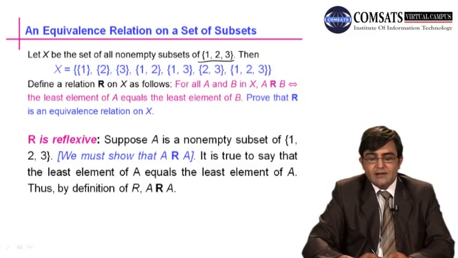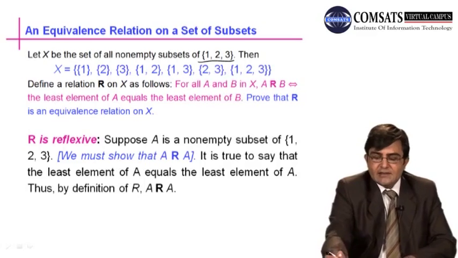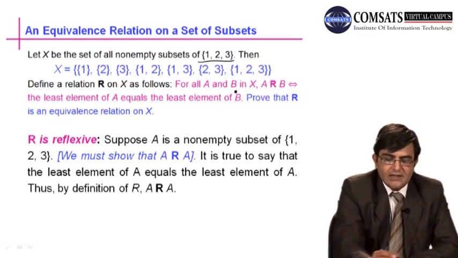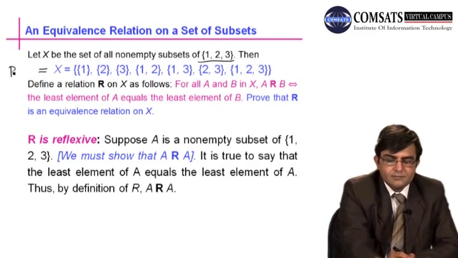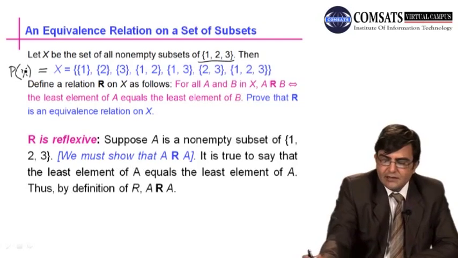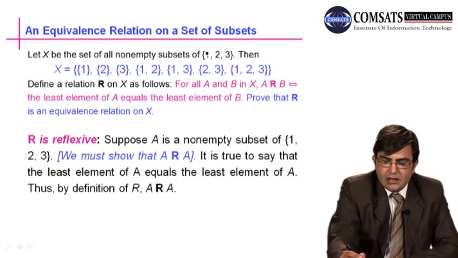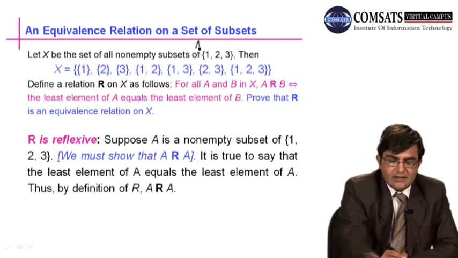So we define another relation on this set, which is the power set of {1, 2, 3}. A is any set. Basically, this is the power set of this set, not X. If we say this set is A, then this X is basically the power set of A.